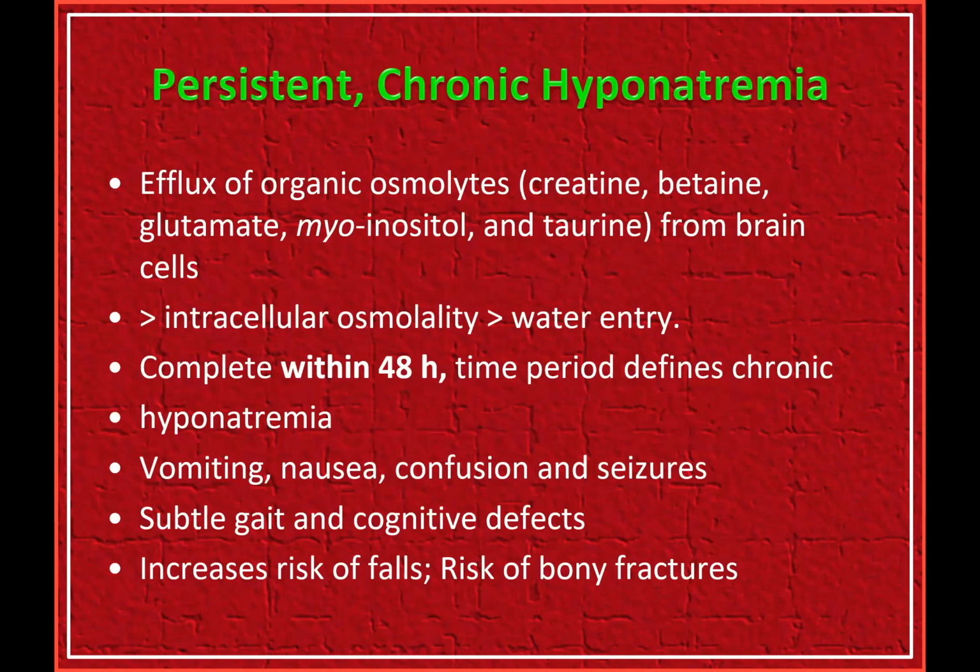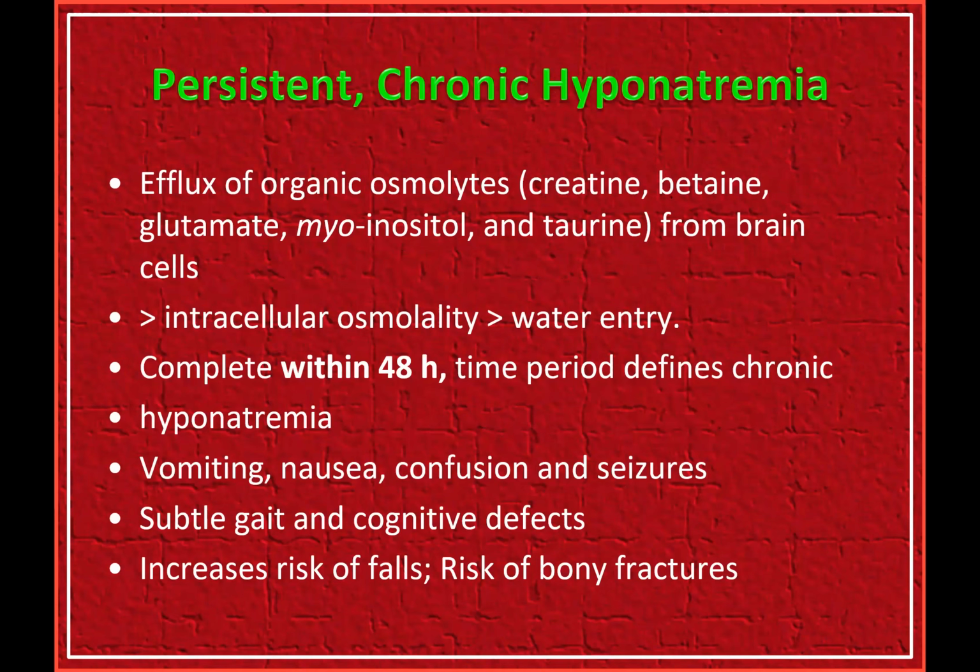Persistent chronic hyponatremia, unlike the previous one where we have seen severe acute hyponatremia. Here, in persistent chronic hyponatremia, there is efflux of organic osmolytes like creatine or glutamate or inositol or taurine from the brain cells. During chronic persistent hyponatremia, these osmolytes come out of the brain cells, and then there is an increase in the intracellular osmolality, greater than the water entry.